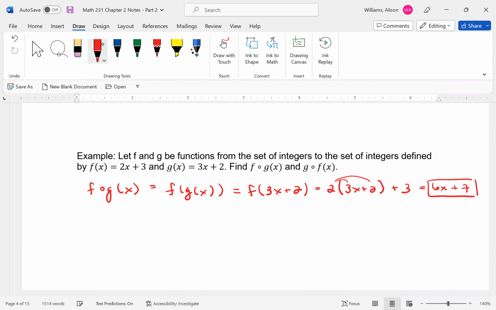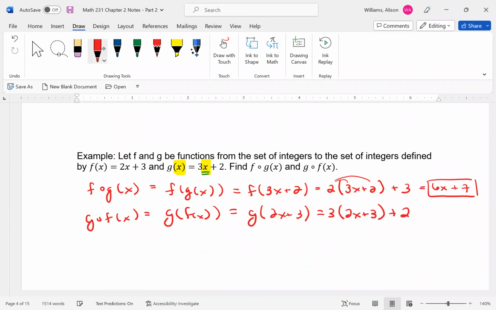There we go. G composed of F is plugging F of X into G, which means I am plugging in 2X plus 3. So it's the reverse direction this time. So this time I'm taking 2X plus 3 and I'm substituting it in for X here on G. So I'm plugging it right into here. So that's going to end up being 3 times 2X plus 3 plus 2.